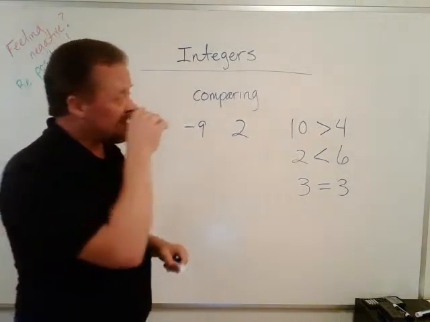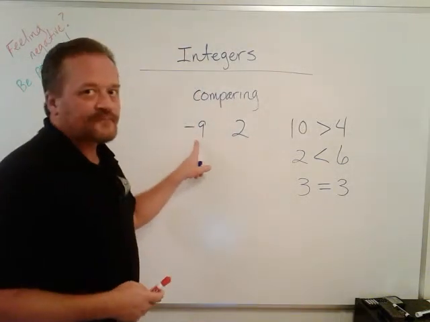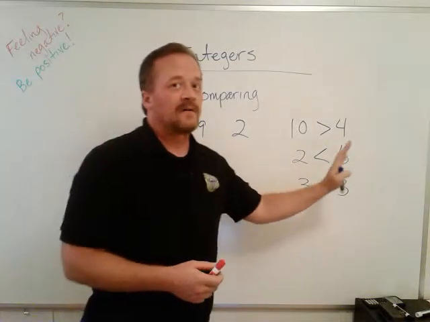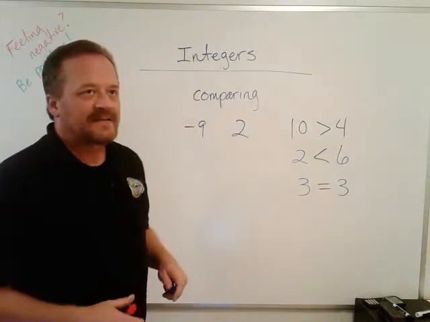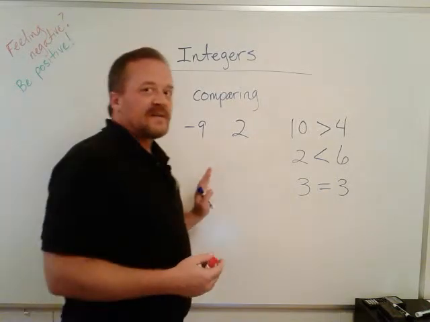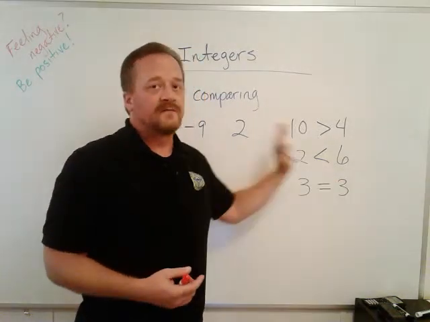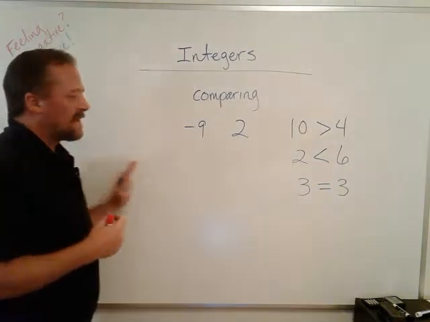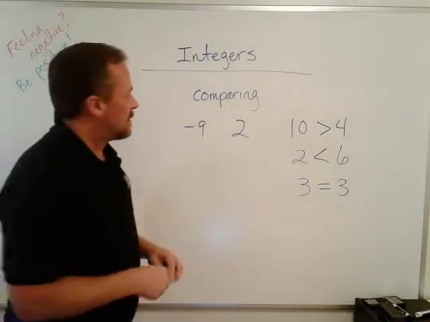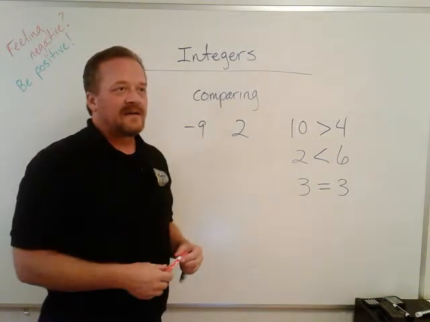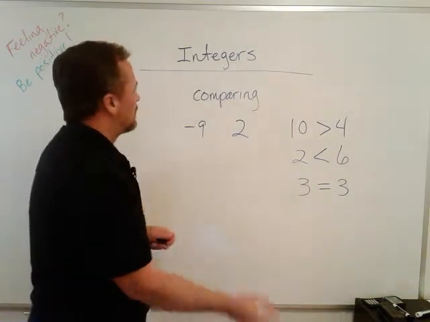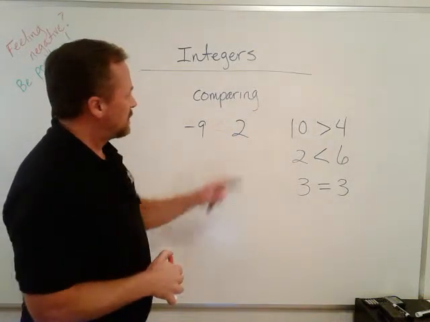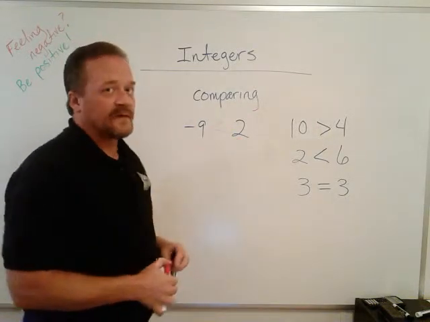If you think about these, remember that -9 is to the left of 0, 2 is to the right of 0, and if we go back to the last lesson, we remember that all of the numbers going to the right of 0 are getting bigger and bigger, right? And all of the numbers that are to the left of 0 are getting smaller and smaller. So -9, its value is less than 2. 2 is a bigger number than -9.